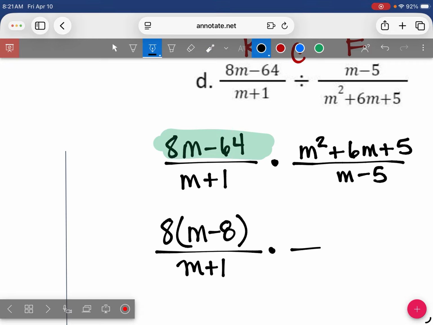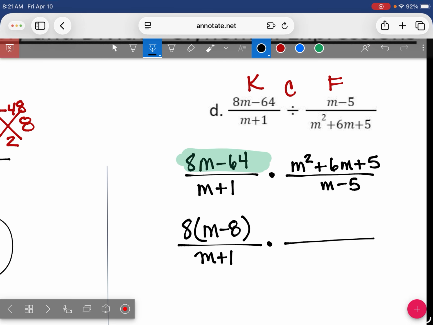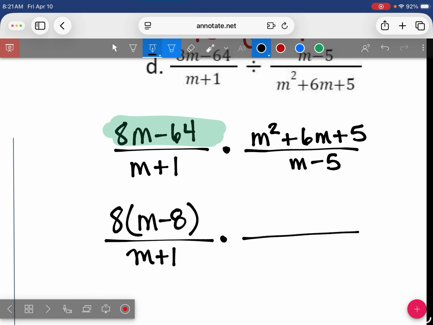All right, let's go to our second fraction. So we have a square, and let's see if we can factor it down. In order to factor it, we need to find two numbers to multiply to 5 and add to 6.